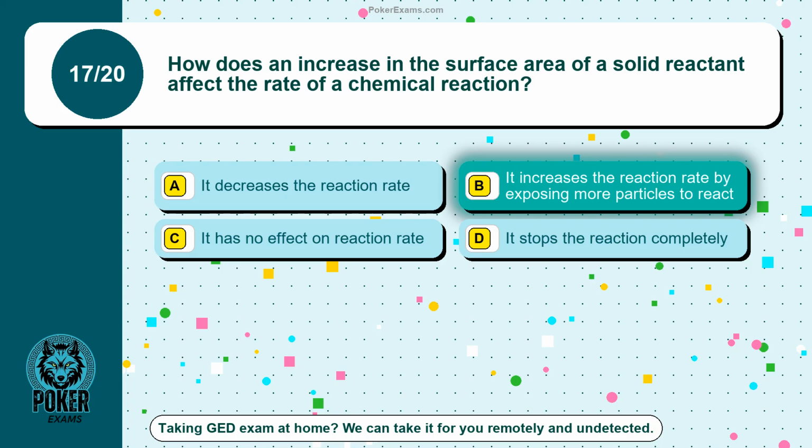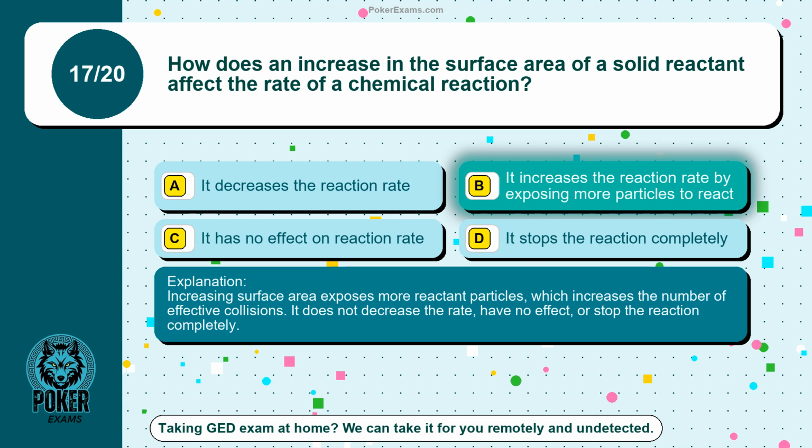The correct answer is option B. It increases the reaction rate by exposing more particles to react. Increasing surface area exposes more reactant particles, which increases the number of effective collisions. It does not decrease the rate, have no effect, or stop the reaction completely.